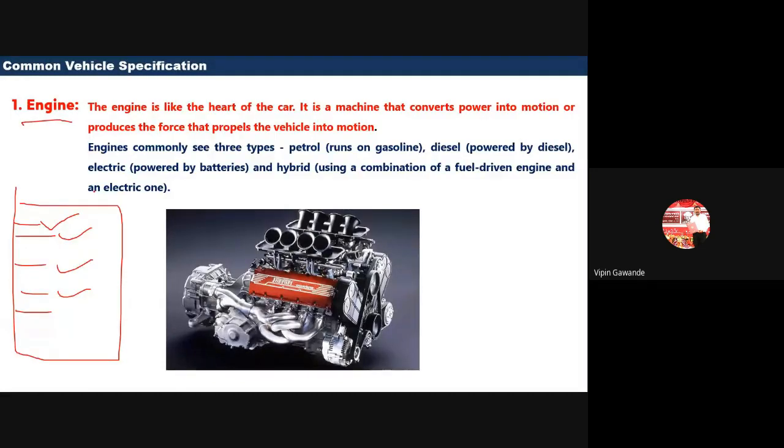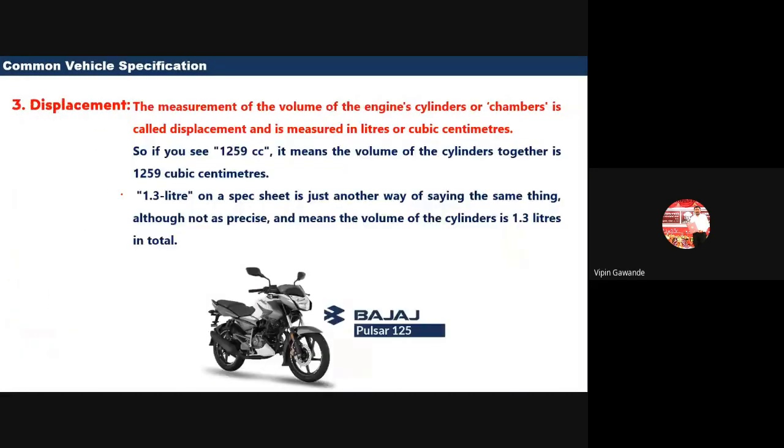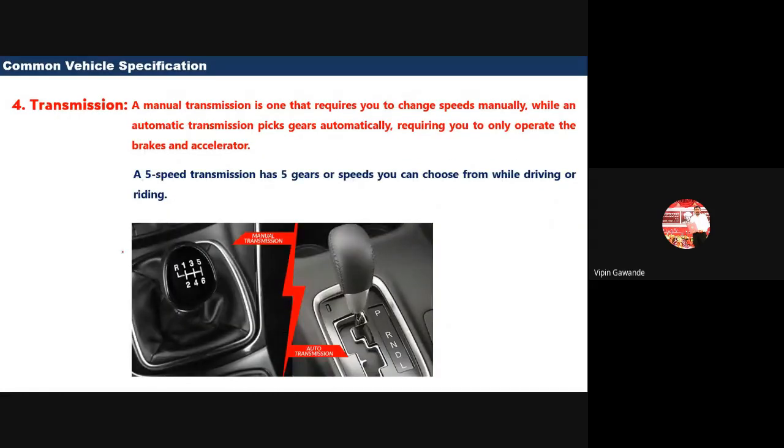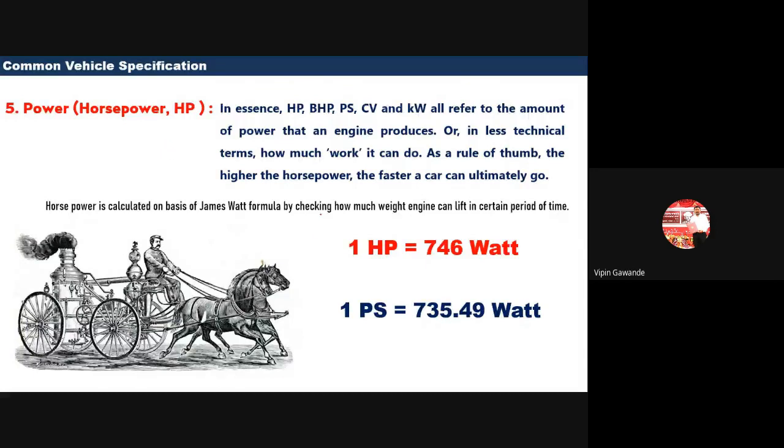We discussed the engine, then cylinder displacement, which is in terms of cc. So 125 cc means the volume of the cylinder. Transmission is manual or automatic. Then horsepower, which is the power generated by the cylinder, given in hp and ps. This is the conversion value for hp and ps.